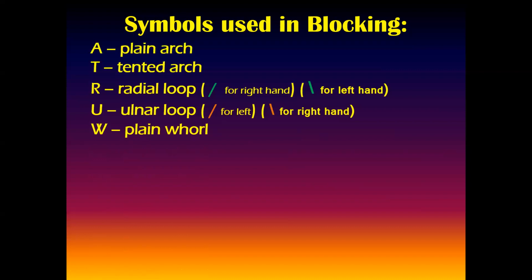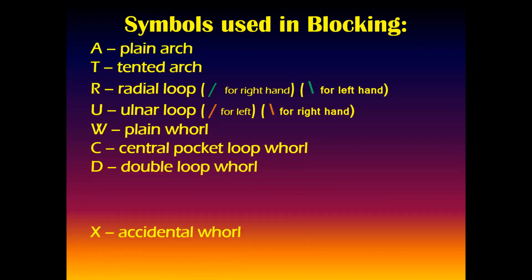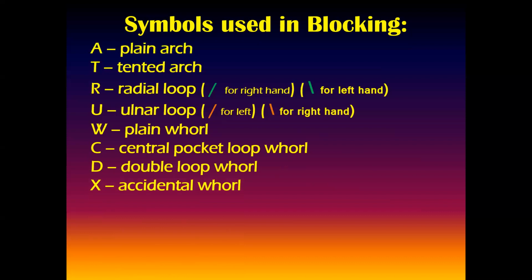However, if it appears on the index fingers, you have to specify the type of whirl, whether it is central pocket loop, double loop, or an accidental pattern. So if the whirl pattern appears in any of your fingers except the index finger, any variations of whirl, you have to make use of the symbol W.